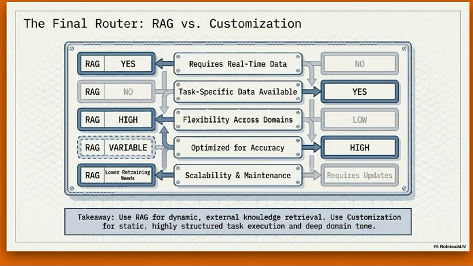This is where we shift from managing internal model weights to managing external state. The blueprint lays out a very clear decision framework in a section titled The Final Router, RAG versus Customization. It dictates that you must use RAG if you require real-time data, need flexibility across multiple domains, and are optimizing to reduce retraining cycles. Which is most enterprise use cases, frankly. Right, and conversely, you use customization like LoRA if your data is static, you need high accuracy on specific execution formats, and you actually have the MLOps pipeline to handle versioning and retraining. It creates a very clean separation of concerns. RAG is your dynamic knowledge retrieval engine. Customization is your behavioral execution engine.